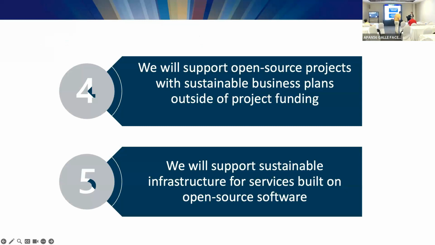The first one is we will support open source projects with sustainable business plans, and specifically outside of project funding. Because one of the issues we've seen, particularly with people who are used to EC project funding or other big government funding, is that when that runs out, all of the support vanishes. So we need models that can support things outside of project funding. And the second one is we will support sustainable infrastructures for services built on open source software. And this also speaks to the starter pack that Casper was just talking about.